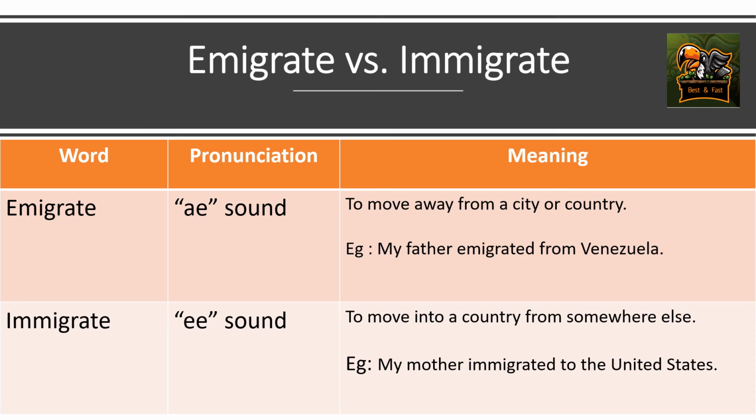Immigrate has the E sound. It means to move into a country from somewhere else. My mother immigrated to the United States. So the very simple difference is when you use emigrate, it is moving away from something, from a city or a country. When you use immigrate, it means to move into a country from another place. So the pronunciation difference is A sound and E sound, and the meaning difference is moving away and moving into.